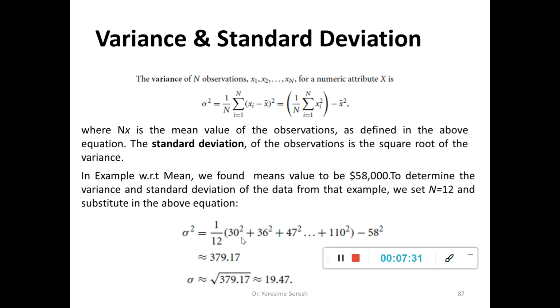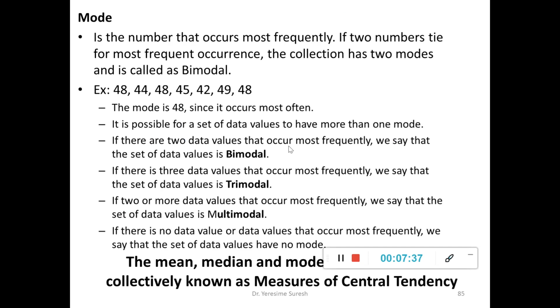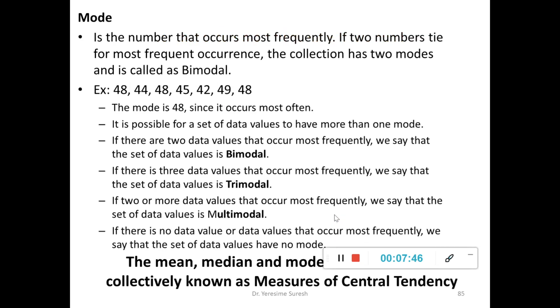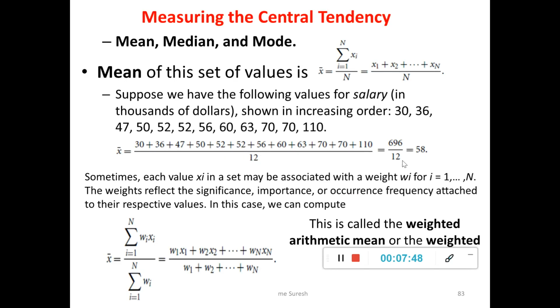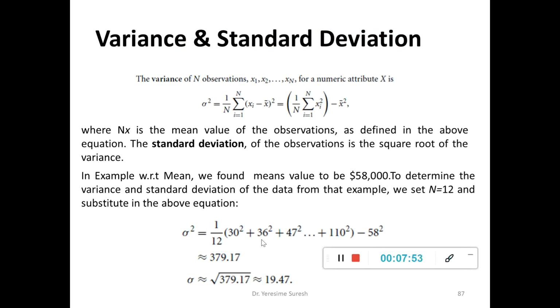Say for example, for the previous example, these values 30, 36 and so on, I calculate the variance divided by total number of observations, which are 12, the square of those values minus the mean value. Mean value we have calculated, it is 58. So I am subtracting the value of 58 from all the instances by squaring those values, and I get the variance sigma square as 379.17, and I take the square root of it, I'll get the standard deviation. These are the basic methods of your dispersion.